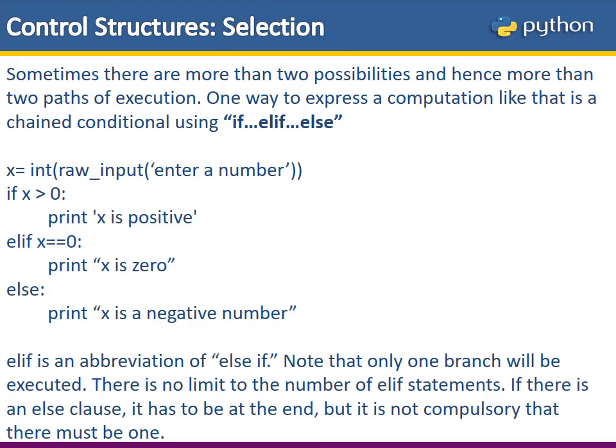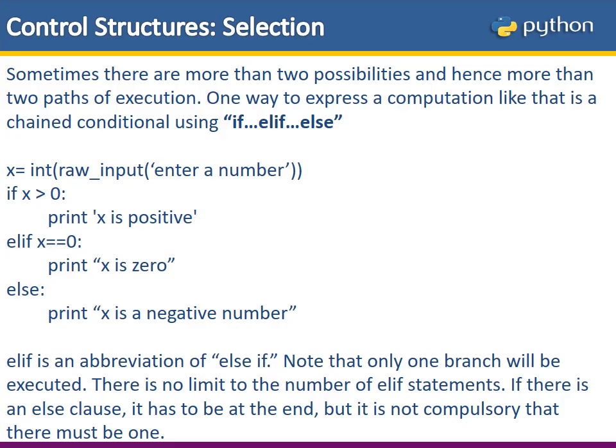Sometimes there are more than two possibilities, and hence more than two parts of execution. So we can see cases where we have more than two conditional statements and more than two parts of execution. So we have the if-elif-else condition, which means three kinds of conditions: the if statement, the elif statement, and the else statement. We will be looking at that in this section.